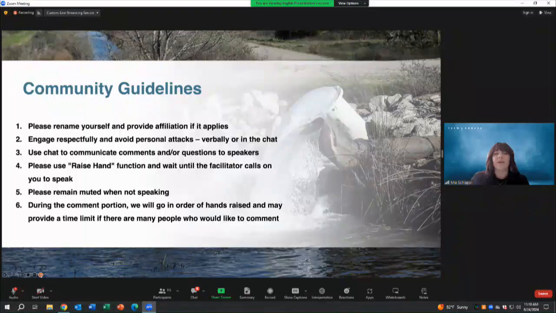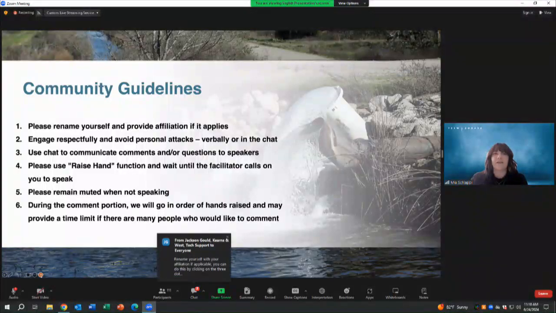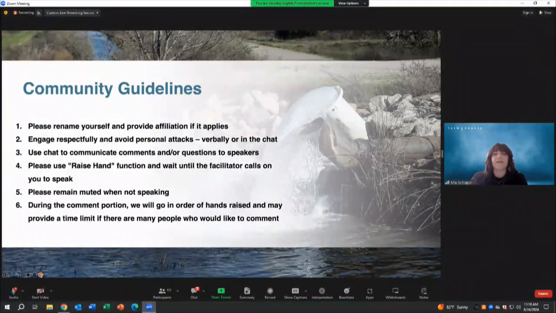We're encouraging the following community guidelines. Please rename yourself and provide affiliation if it applies. Engage respectfully and avoid personal attacks, verbally or in the chat. Use chat to communicate comments and/or questions to speakers. Please use the raise hand function and wait until the facilitator calls on you to speak. Please remain muted when not speaking. And during the comment portion, we will go in order of hands raised and may provide a time limit if there are several people who would like to comment.